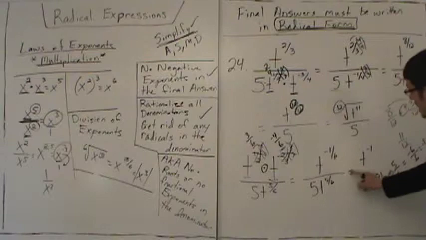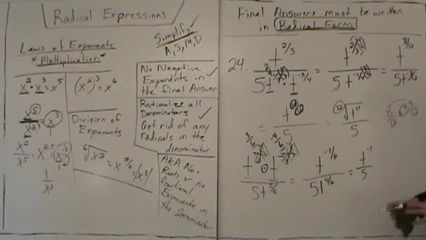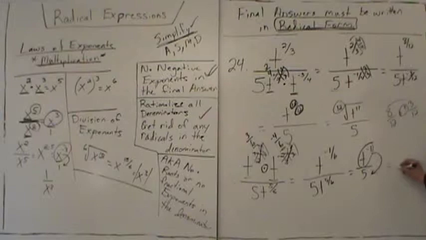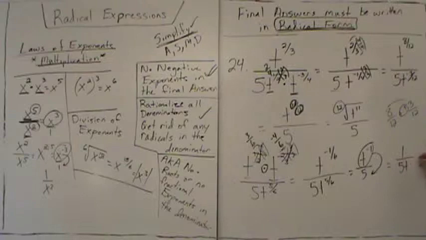Now, final answer. Remember, in our final answers, we cannot have negative exponents. So we're going to move our t to the negative 1 where? To the bottom. So if we move it to the bottom, what's left on top? Just a 1. And our final answer is 1 over 5t.